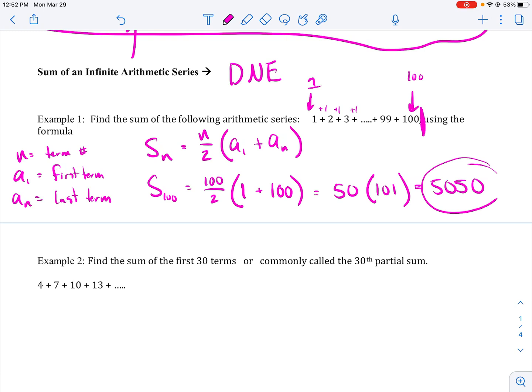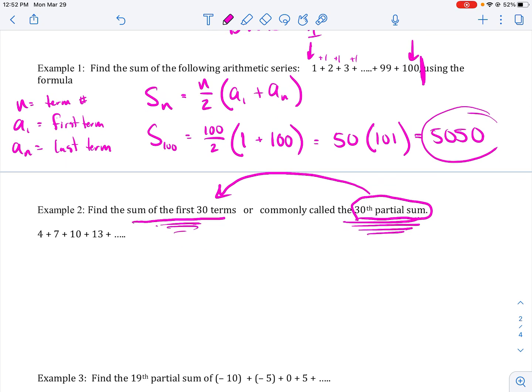If you look down below in example 2, they bring up this thing called partial sum. Partial sum ties in right with what they describe it as in the first piece. So find the sum of the first 30 terms. Sometimes your Regents will ask you to do this. The 30th partial sum is the same thing. They're letting us know that they want us to add the terms in the sequence all the way from our first term to our 30th term.